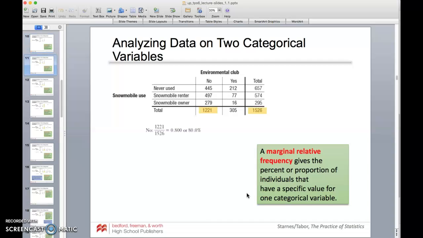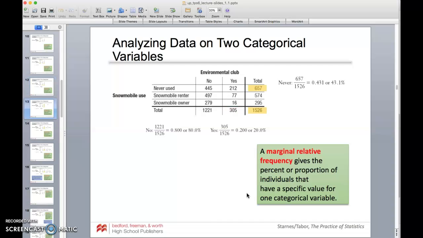How many people said no? All right, well, as we look there, there was a total of 1,221 people who said no out of the total of 1526. So what we can do is say, oh, that's 0.80, that's the proportion, or 80%. All right, so what about yes? Well, that's 305 as we have those totals out of the 1526. That's 20%. So that's a marginal relative frequency. Again, giving the percent, the proportion is the 0.200, depending which way you give it.